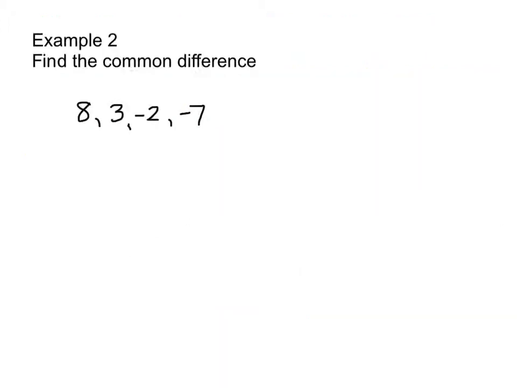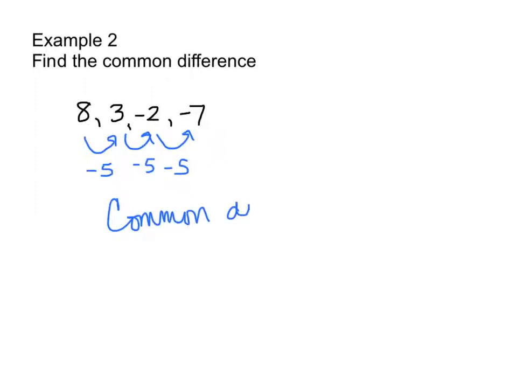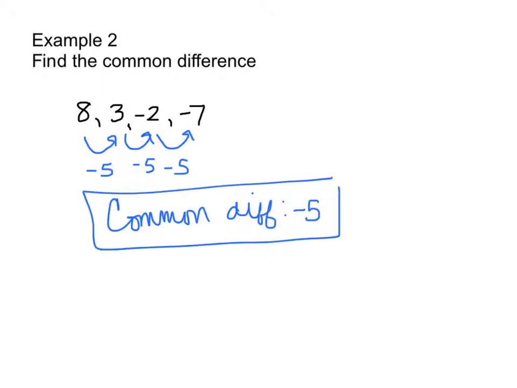So I want you to find the common difference of this sequence. What is the common difference? The common difference would be negative 5. All right, so let's step it up a notch.